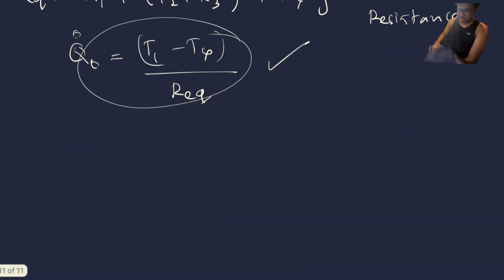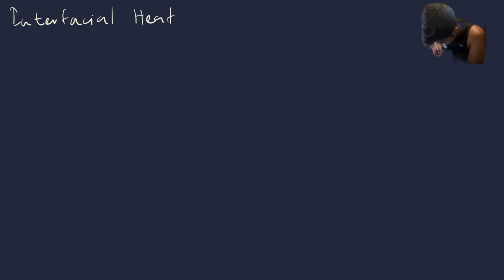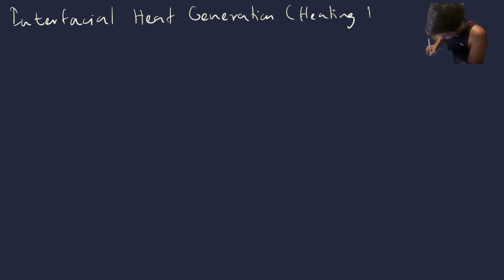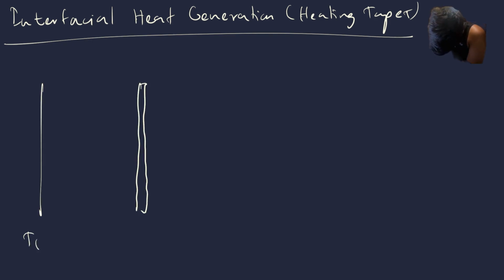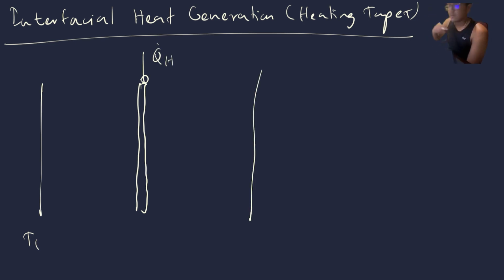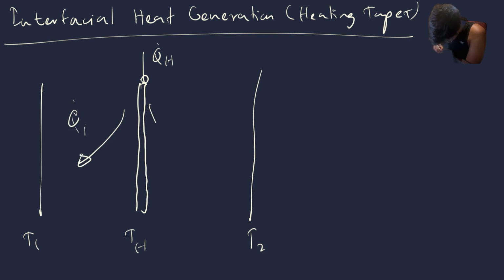Now let's go to interfacial heat generation, or in other words, when you have a heating tape. Now what happens is you have the first surface at T1, you have a heating tape. So it is the heating tape that gives heat flux Q dot H. Then you have T2, and I call this TH. So the heat can go from here in the Q dot 1 direction or the Q dot 2 direction.